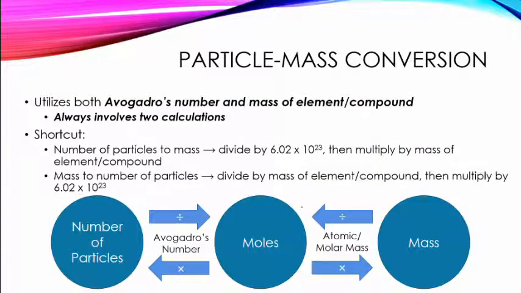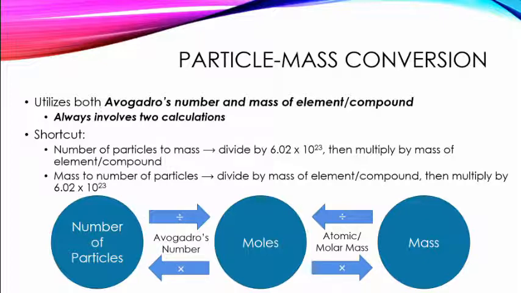Now, this is going to be the hard part. I will re-explain this when I get back because I know this is probably about to blow your minds. But if we combine the two together, you can go from the amount of particles to the mass or the mass to the number of particles. And it will involve 2 calculations. I'm going to show it in one step, but you do 2 different calculations.